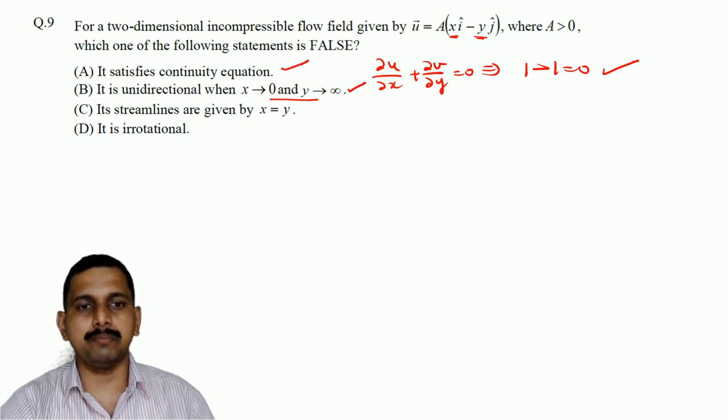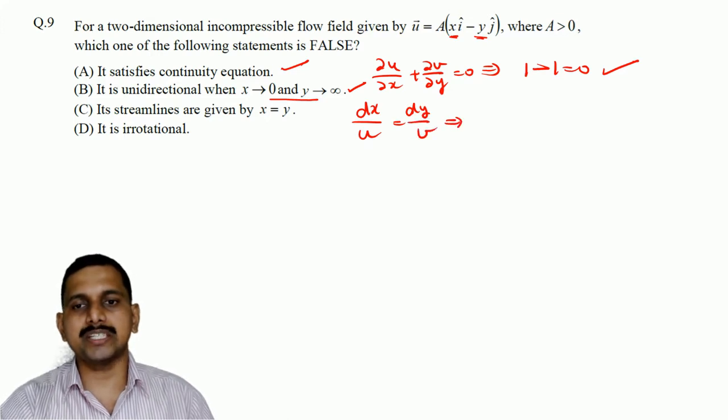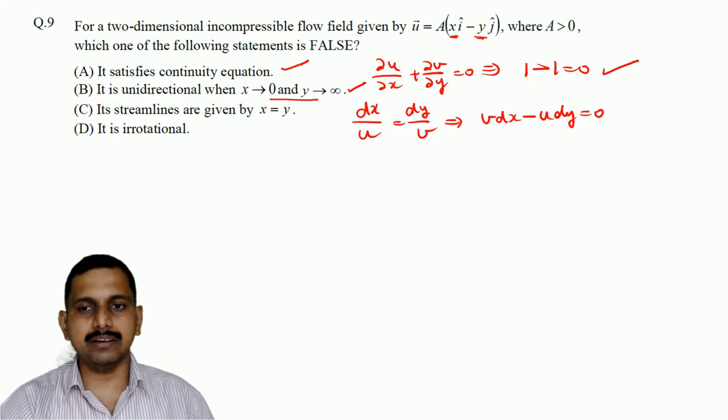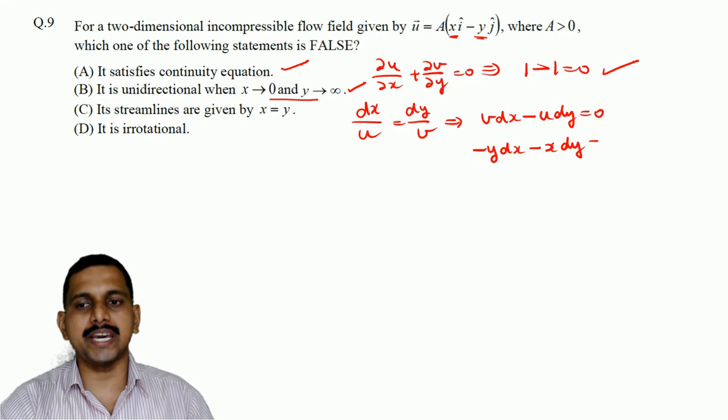What about streamline? It is given by x is equal to y. What is the equation of the streamline? Equation of the streamline is dx by u is equal to dy by v, or we can say v dx minus u dy is equal to 0. Let us check that. v is given as minus y, correct, so minus y into dx minus x into dy, because u is x.